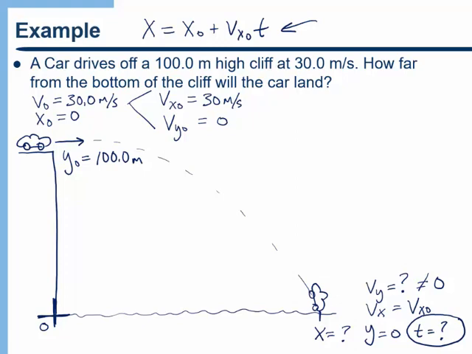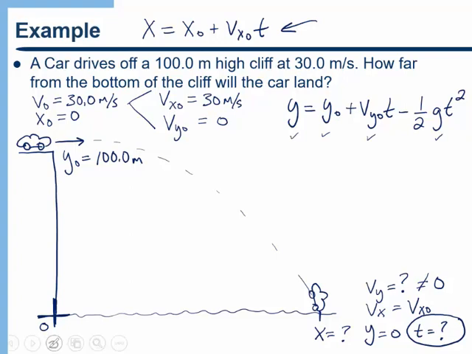Now what you want to do is look for an equation of those y equations that has t in it and only other things that you know. If you go and look at the formulas, you will find that the correct one to use is y is equal to y naught plus Vy naught t minus 1/2 gt squared. Because you'll notice that we know y, we know y naught, we know Vy naught, and of course we know g, the only thing that we don't know in this equation is t.